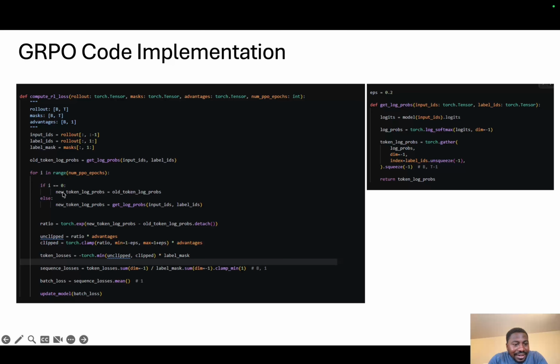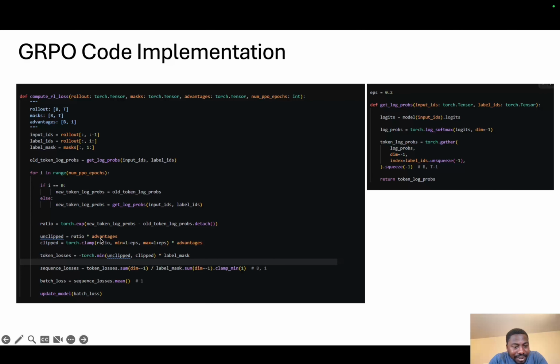At the very first position, the new token log prob is the same as the old log prob. For the optimization steps, you need to rescore the trajectory under the new policy. So you compute the ratio by doing torch.exp of new log prob minus old log prob, and you detach the old log prob because we are not trying to backpropagate through the old one.